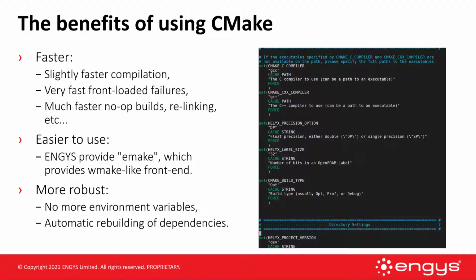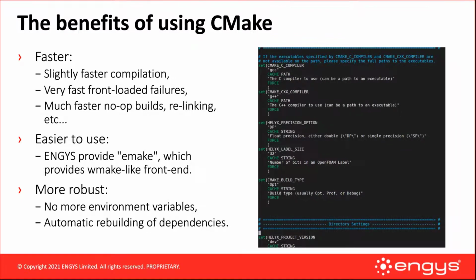The CMake build system for HELYX has several big advantages over CMake. The builds themselves are already slightly faster, and we have plans to make them much faster sometime in the future. We get much faster front-loaded failures, and lots of everyday jobs like no-op builds and relinking and so on are much faster, which makes the whole thing much nicer to use. We've tried quite hard to configure the CMake interface to make it easier to use in other ways as well, with most of our efforts going into a bash script called EMake, which provides a front end that will look familiar to anyone who's used CMake before.